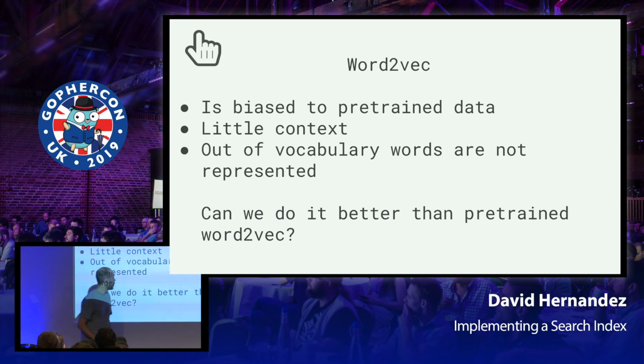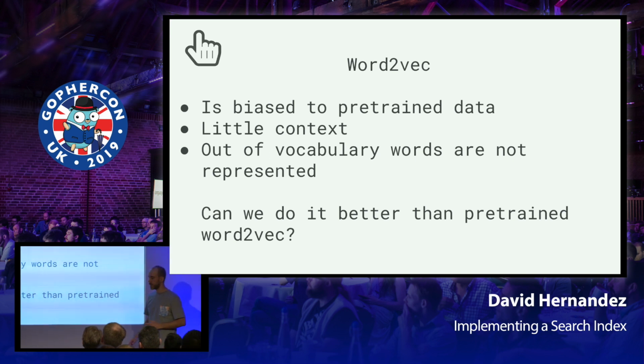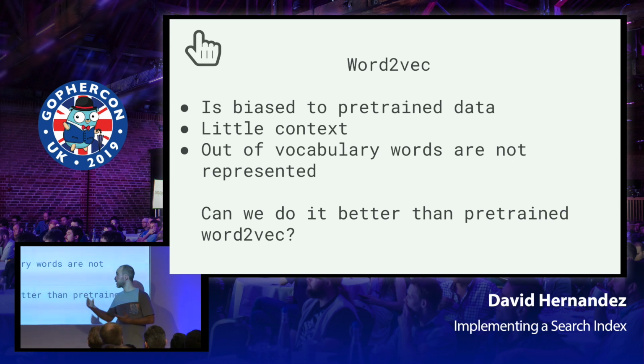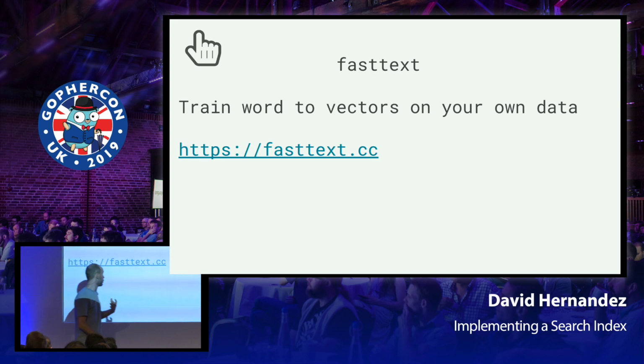So one of the problems with Word2Vec, and we saw it in the examples, is that it's biased to the pre-trained data. I use a pre-trained model, so it has little context about the problem that I'm trying to solve. And most important, out-of-vocabulary words are not represented. In that example, Word2Vec didn't know about Brexit. So how can we do better than just a pre-trained Word2Vec? The solution is that I can train my own Word2Vec model.